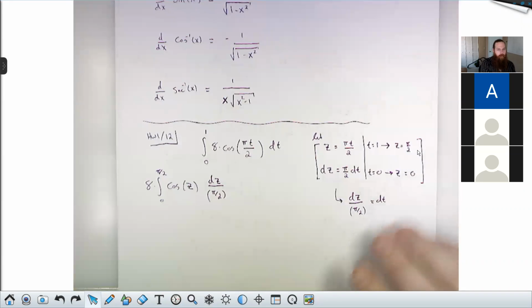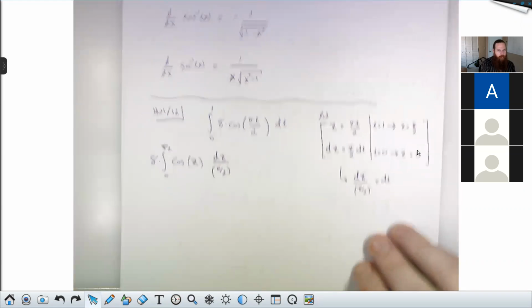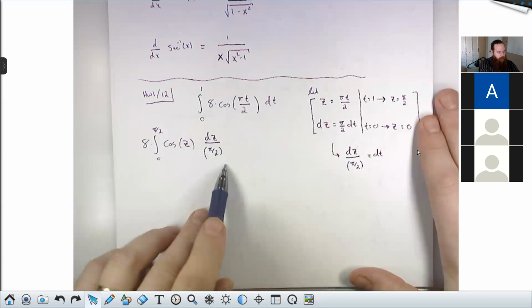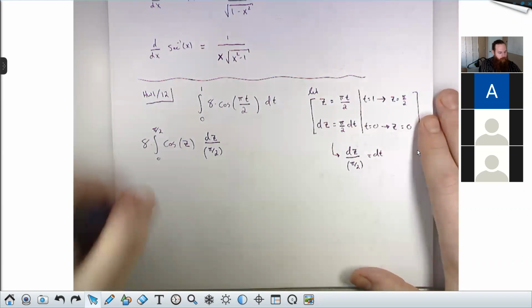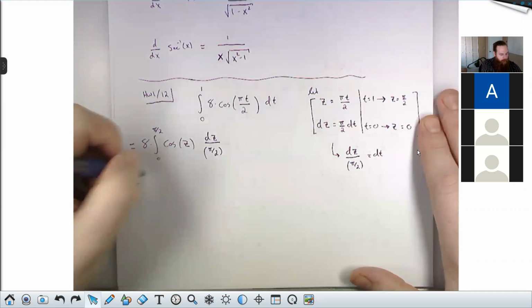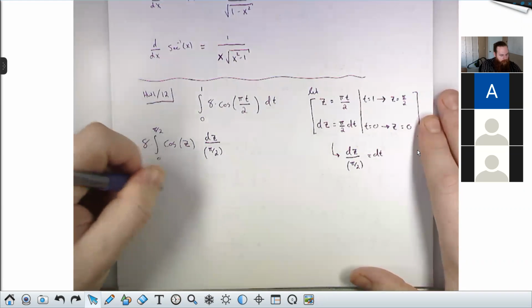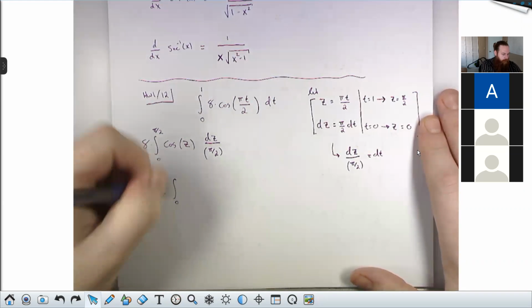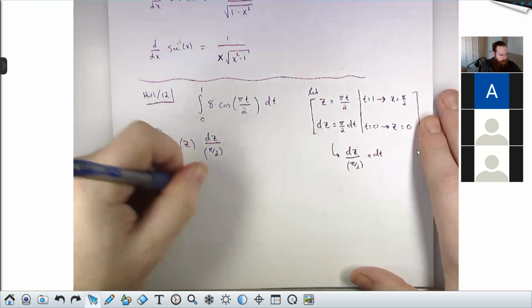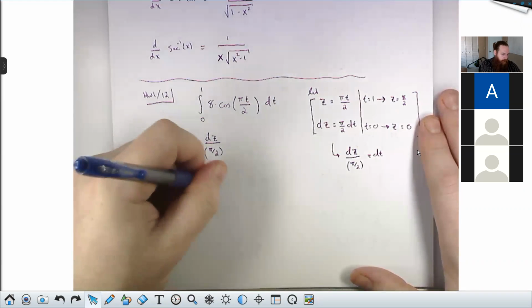Like so. And now there's a bit of algebra. We do want to clean this up. Dividing by pi over 2 is the same as multiplying by 2 over pi. And 2 over pi is a constant, so it can come out. So I'll have 8 times 2 over pi integral 0 to pi over 2 cos of z dz.